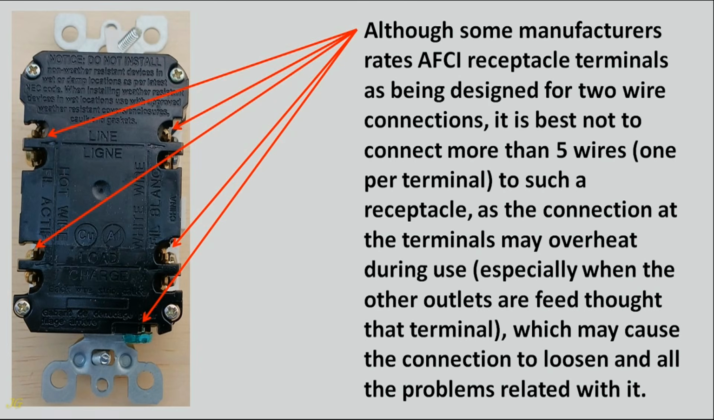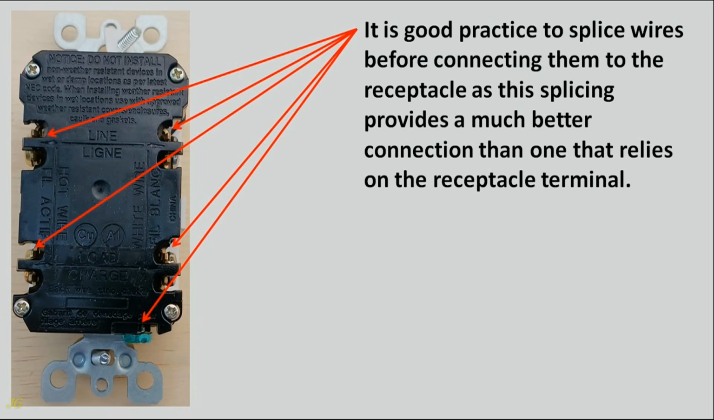Although some manufacturers rate AFCI receptacle terminals as being designed for 2-wire connections, it is best not to connect more than 1 wire per terminal to such a receptacle, as the connection at the terminals may overheat during use, especially when other outlets are fed from that terminal, which may cause the connection to loosen and all the problems related with it. It is good practice to splice wires before connecting them to the receptacle, as this splicing provides a much better connection than one that relies on the receptacle terminal.